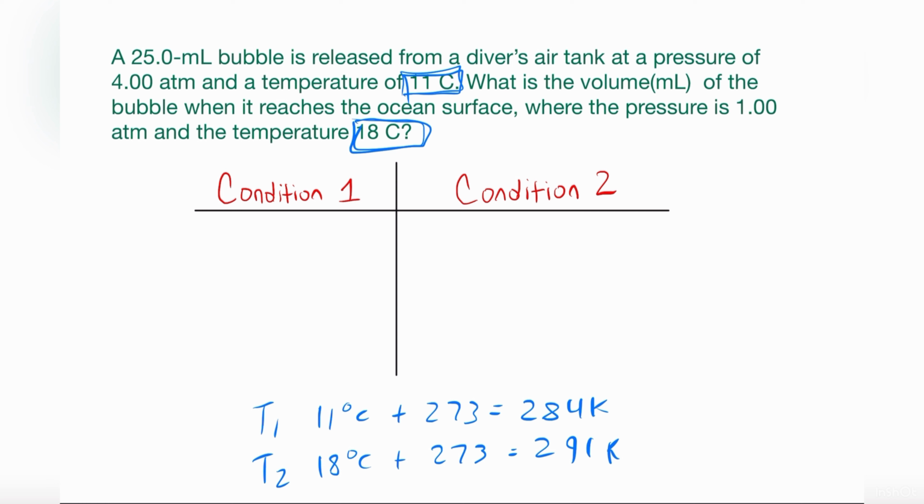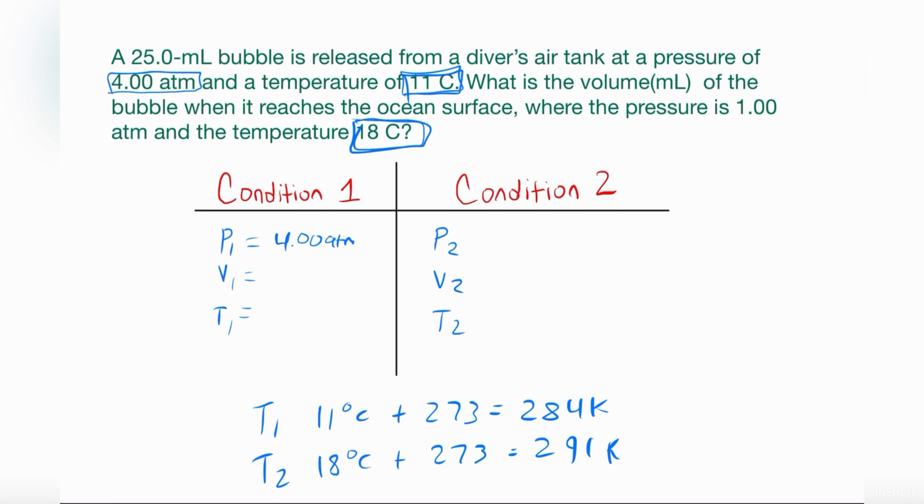Okay, next what we want to go ahead and do is get our conditions ready. So we have P1, V1, T1. And then for our second conditions, we have P2, V2, and T2. So what is P1? P1 is given. The first pressure listed here is 4 atm. So we can go ahead and put 4 atm.